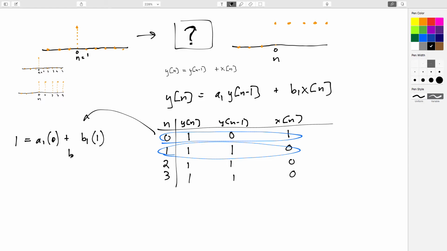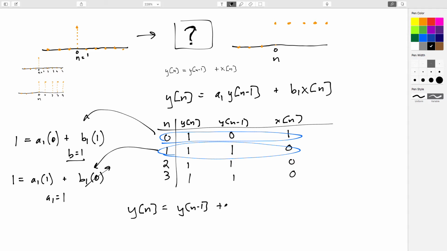So that's saying B1 equals 1. Then at the next time step, the output is still 1, which equals A1 times 1 plus B1 times 0. Now we know what B1 is at this point, but it's times 0, so it doesn't matter. And this is saying that A1 equals 1. And so together this is saying if we have a difference equation of y of n equals y of n minus 1 plus x of n, right?